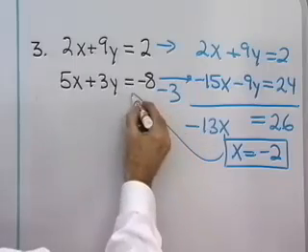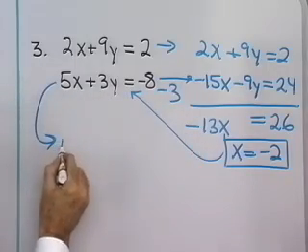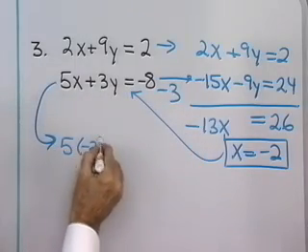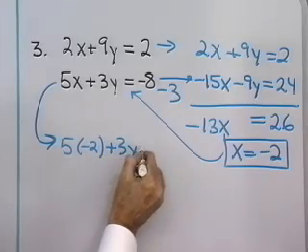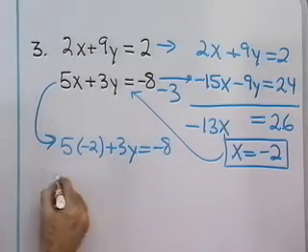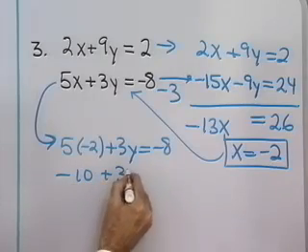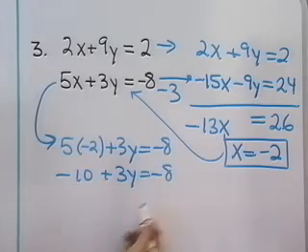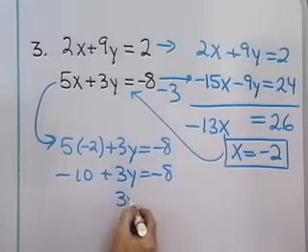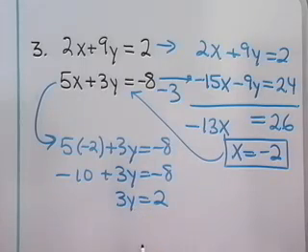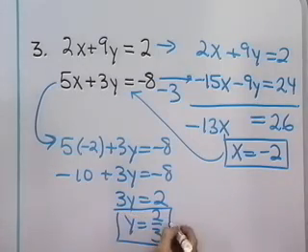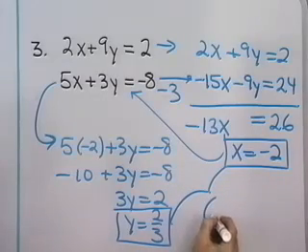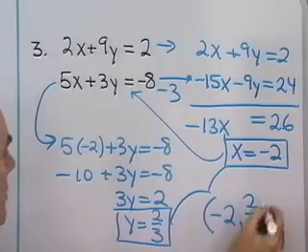Let's substitute that back in here. And I end up with 5 times negative 2 plus 3y is equal to negative 8. Negative 10 plus 3y is equal to negative 8. Add 10 to both sides. 3y is equal to 2. Divide both sides of that equation by 3, and y is equal to 2/3. That's the y-coordinate of the point where those two graphs intersect. So the solution to my system is x equal negative 2, y is equal to 2/3.